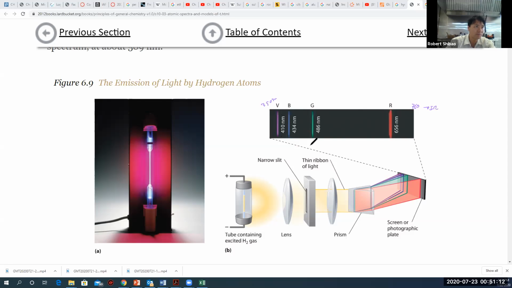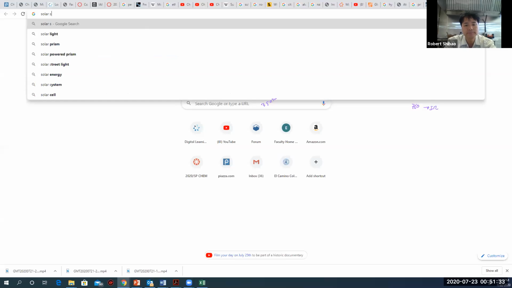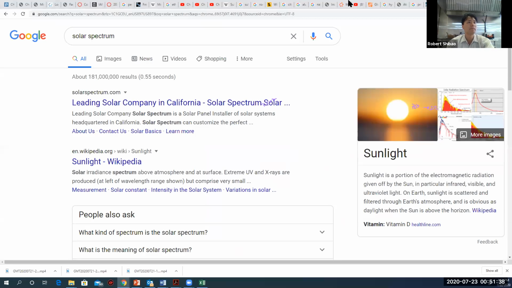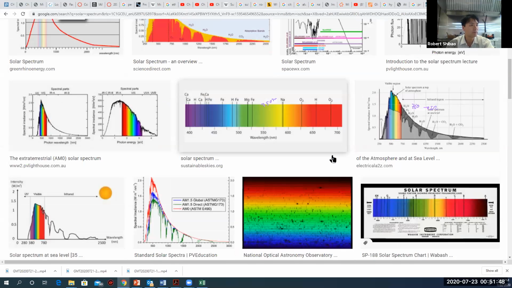What happened to the rest of the rainbow? I'll show you. The rest of the rainbow would look like this. Let's look at what the solar spectrum looks like. The sun is a gigantic hydrogen lamp, right? And so we're making a mini hydrogen lamp here to mimic the sun's gigantic hydrogen lamp. If we look at the solar spectrum, the sun consists of hydrogen and helium. So here's your gigantic hydrogen light bulb called the sun.